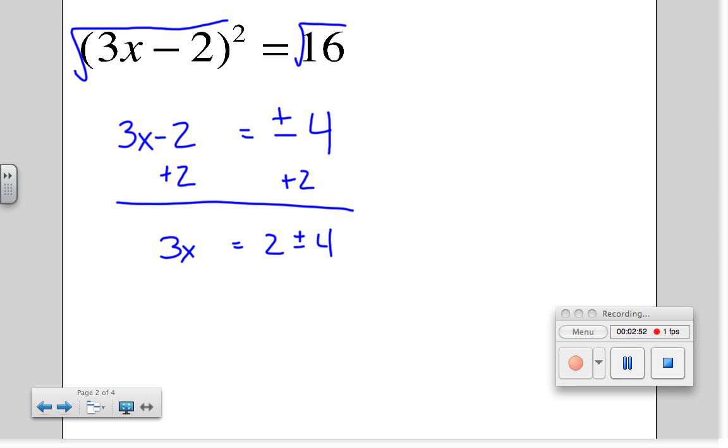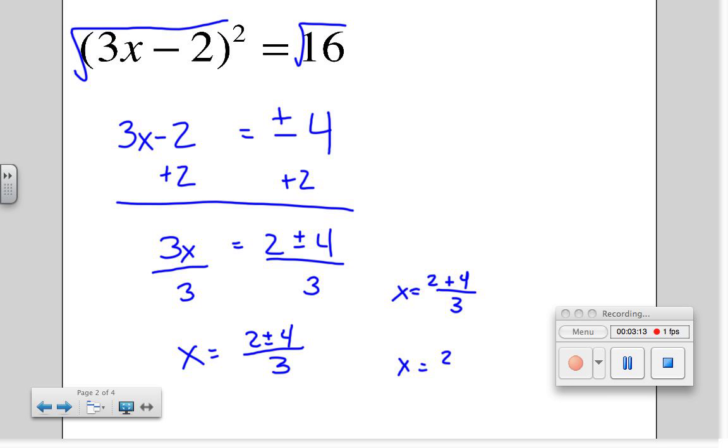Now I have to get x by itself, so I'm going to divide by 3. So x equals 2 plus or minus 4, divided by 3. I have two possible answers: x equals 2 plus 4 over 3, and x equals 2 minus 4 over 3. 2 plus 4 over 3 is 6 over 3, which is 2. 2 minus 4 is negative 2 over 3. So x equals 2 or negative 2/3, and those are our two answers.